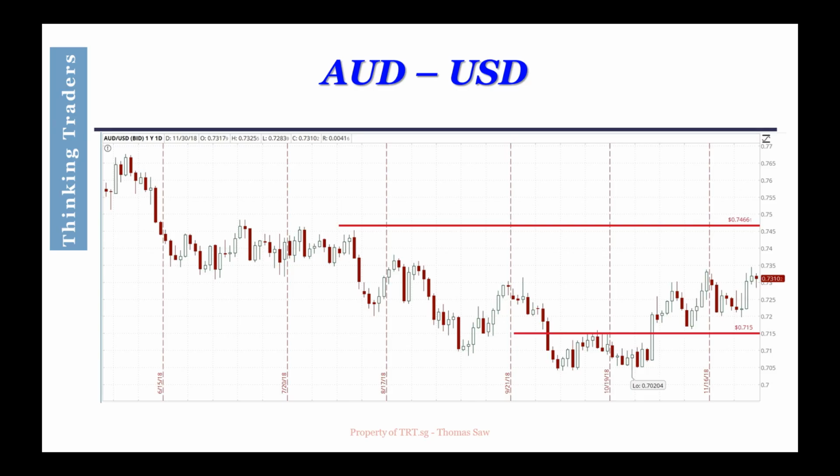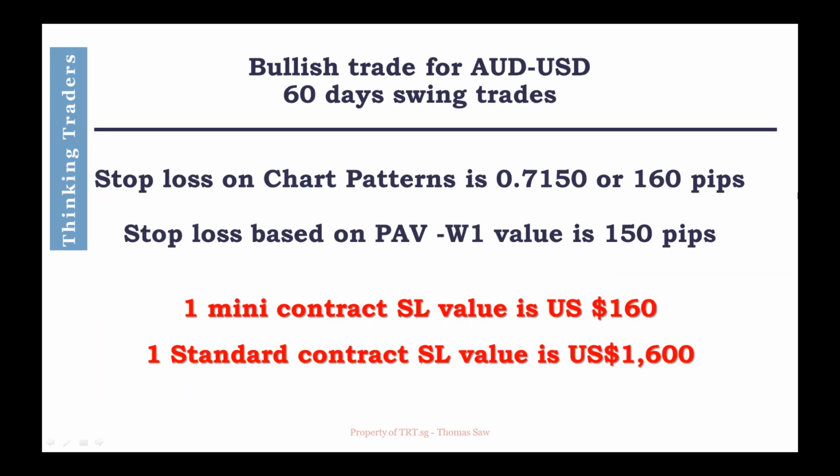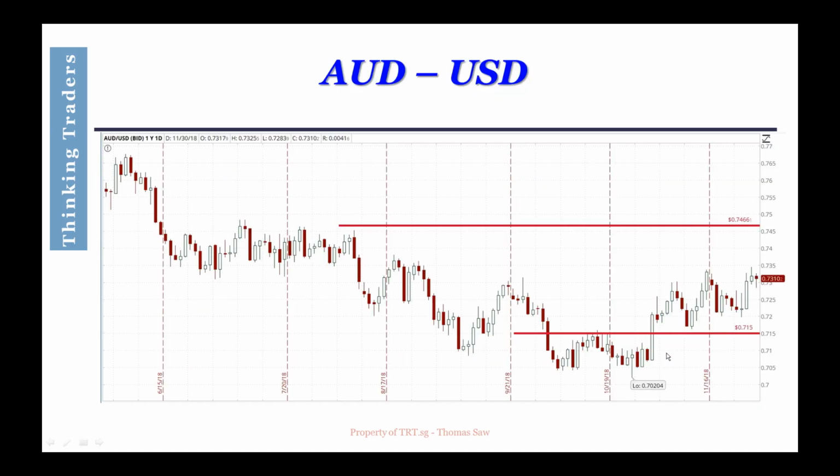Here is a nice chart dated 30th November last year. This is what we call a normal FX directional trade. This is Aussie USD. On 30th of November last year, it looked like a bullish directional trade, based on the chart pattern analysis, for 60 days. We are basing on a 30 days low, minus a bit more to compensate for market noise.